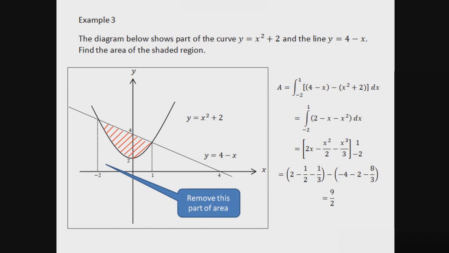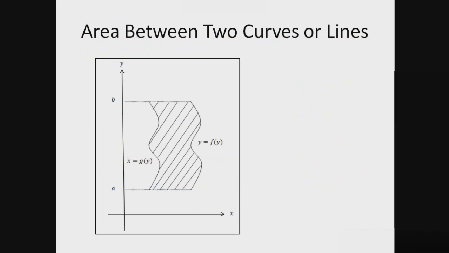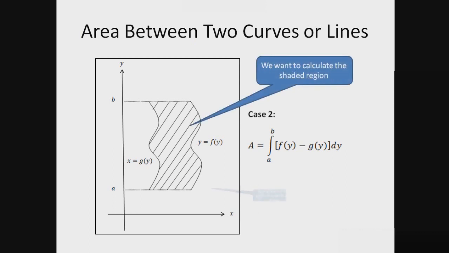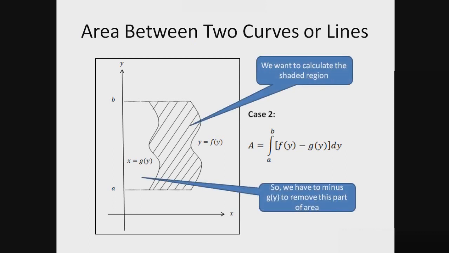And how about the area between two curves or lines that is bounded at the y-axis? It is the same formula as for the x-axis, but in terms of y. So we have the integral from a up to b of f(y) minus g(y) dy, as we have to remove this part of the area, so that's why we subtract g(y) here. Okay, so let's move to example 4.